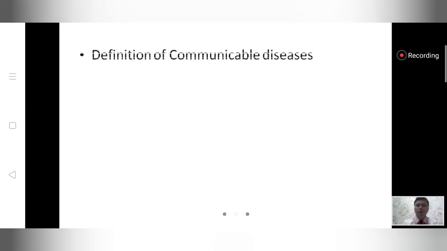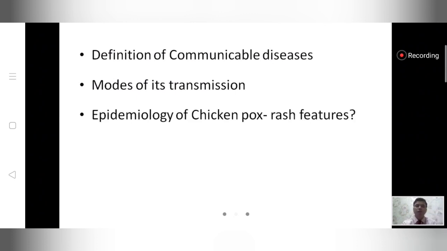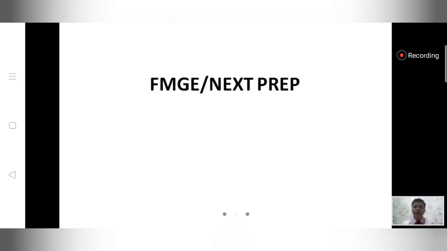To summarize, we have seen a definition of communicable disease as an agent causing a disease and it spreads to other people. We have seen the modes of transmission as direct and indirect. We have multiple indirect modes also. We have seen the details of chickenpox, especially the rash feature, which is very important and interesting. Okay, everyone, that is a summary of what we have just dealt with.